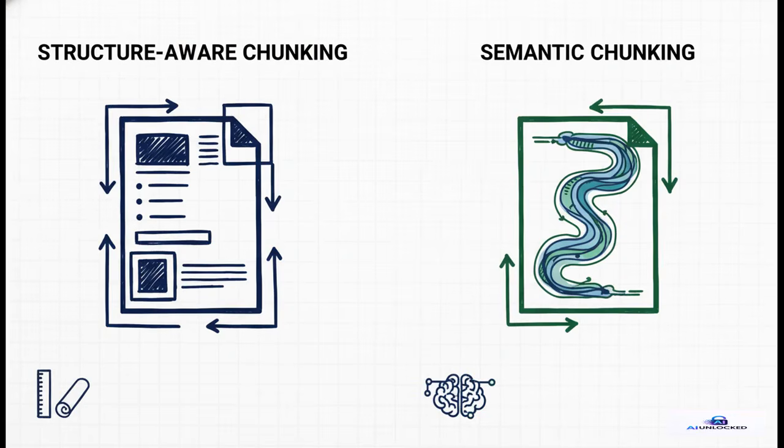And this really sums it up perfectly. Structure-aware follows the format of the document. Semantic chunking follows the flow of ideas inside it. Now, semantic chunking is definitely more expensive. It takes more compute power. But if you're dealing with documents where accuracy is absolutely critical, it's going to give you the highest quality chunks, hands down.